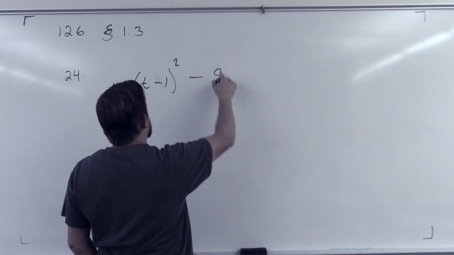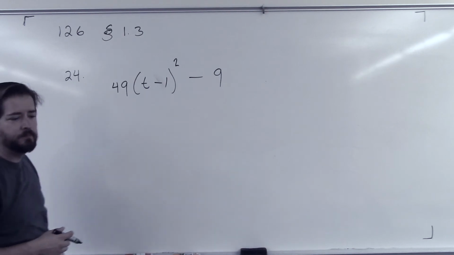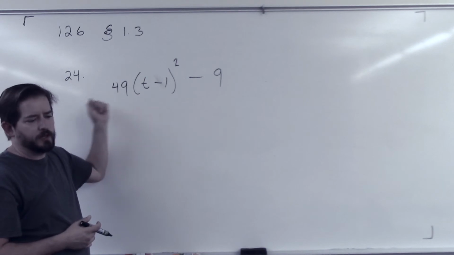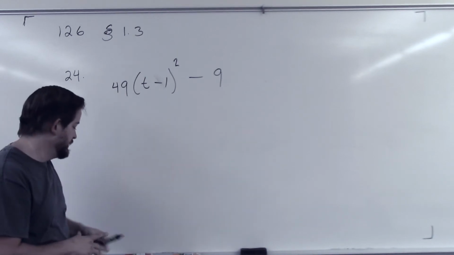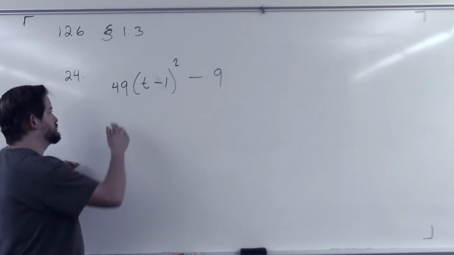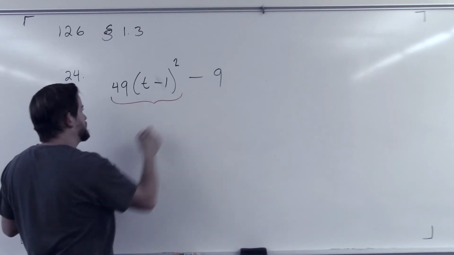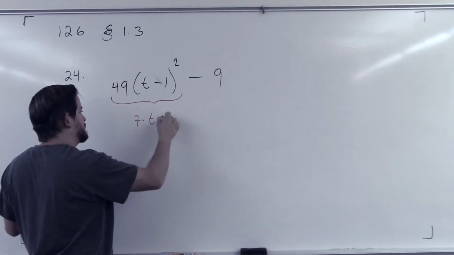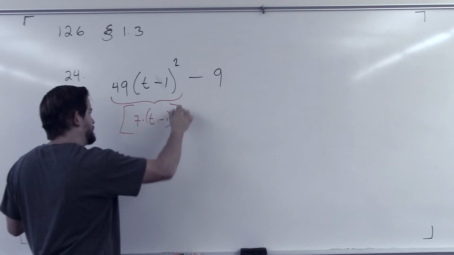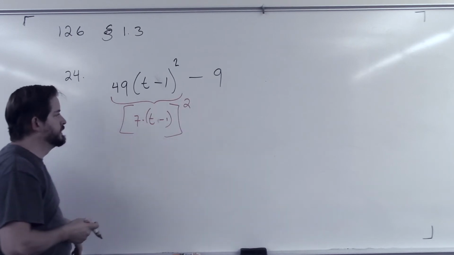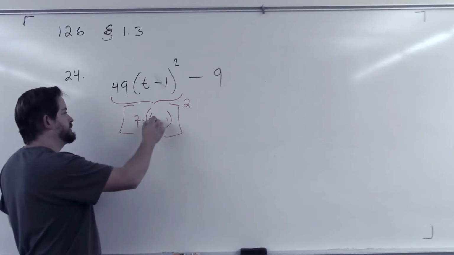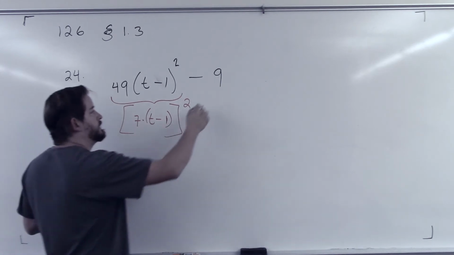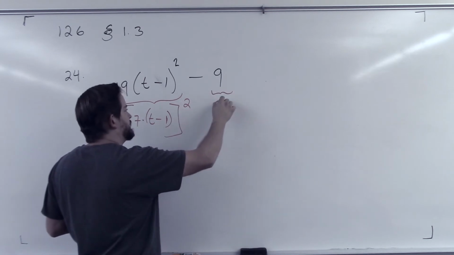minus 9. Right? And we're supposed to factor this, right? In the worst case scenario, you can take this t minus 1, square it out, multiply the 49 through, and then factor the resulting trinomial. But you can treat this as the difference of two squares. This whole thing is 7 multiplied by t minus 1 that got all squared. If I were to distribute this square through this expression, that would be 49 times t minus 1 squared, right? This one over here is just 3 squared, right?